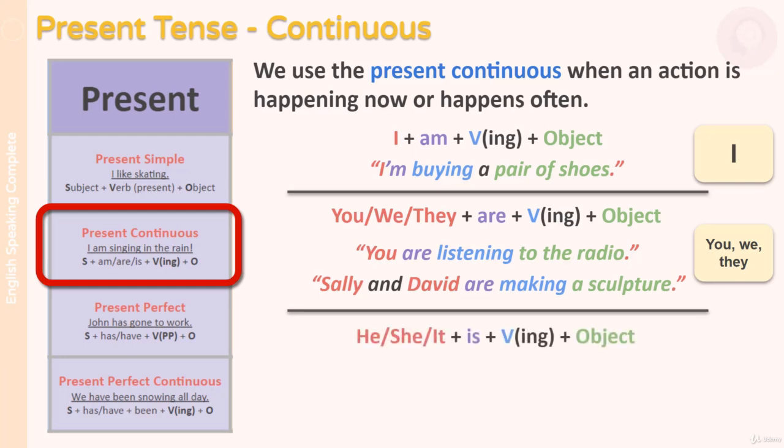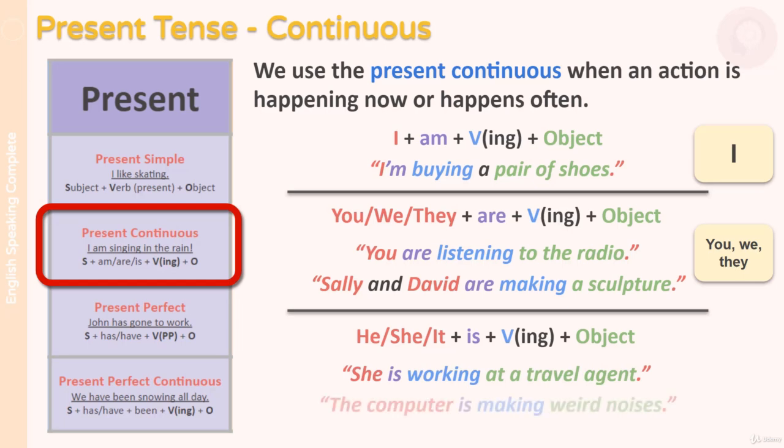And for third person singular, he, she, it, we use is plus verb ing plus the object. She's working at a travel agent. The computer is making weird noises. How could we make the contraction? The computer's making weird noises. Very common in speech to use that contraction. And there we have our third person singular pronouns, he, she, it.